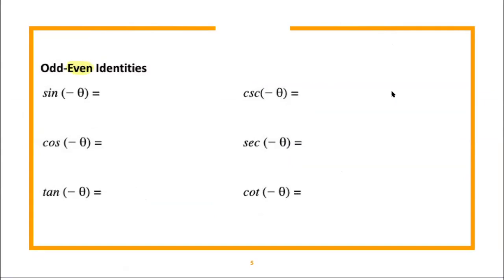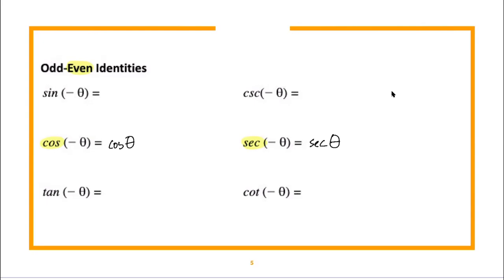Anybody know which trig function is even out of the 6 on the list? Cosine and secant? You got it. So cosine is even and secant is even. And so what that means is cosine of negative theta is actually equal to cosine of regular theta, all right? And secant of negative theta is equal to secant of regular theta.